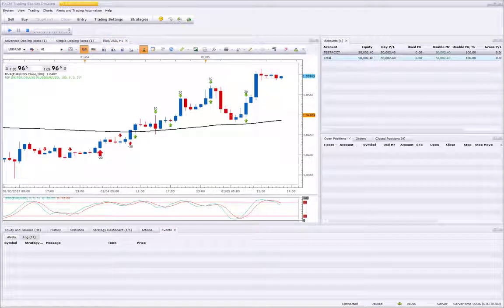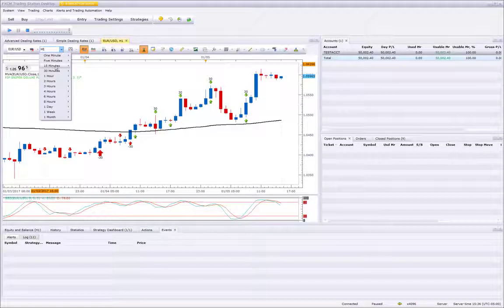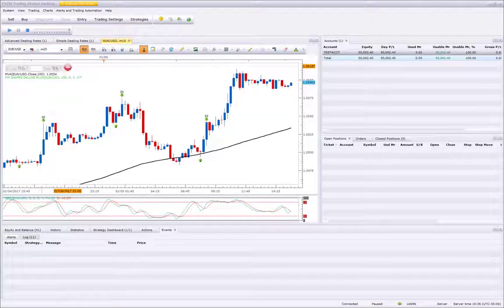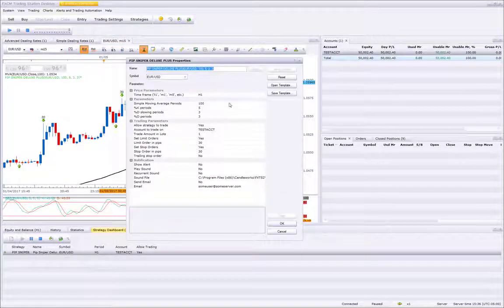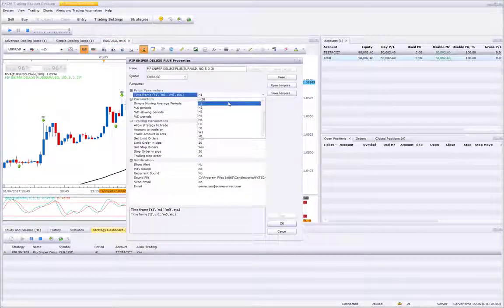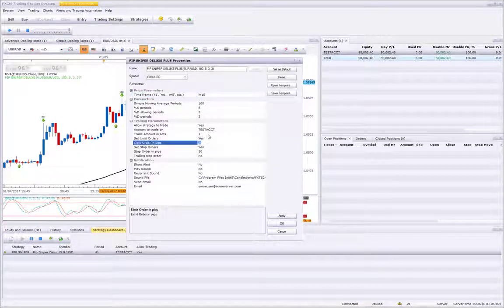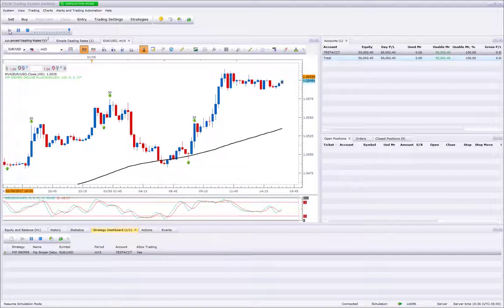Let's try the strategy on a couple of different time frames to make sure we have everything we want. So let's change the chart to a 15-minute chart, and let's change the strategy to a 15-minute time frame as well. And let's change our stop and limit to values that are different than the default 30 pips. Let's say 100 pips, a 1-to-2 risk to reward ratio. Click OK. Let's run the strategy some more.